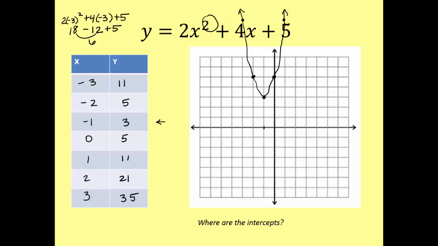Now, where are the intercepts? Where is it crossing the x and y axis? Here's 1, so the y-intercept was right here. Notice the 0. That's how you can tell it's an intercept in the table, is when you see a 0. There's no point with a 0 y-coordinate because this graph doesn't cross the x-axis. There are no x-intercepts for this equation.